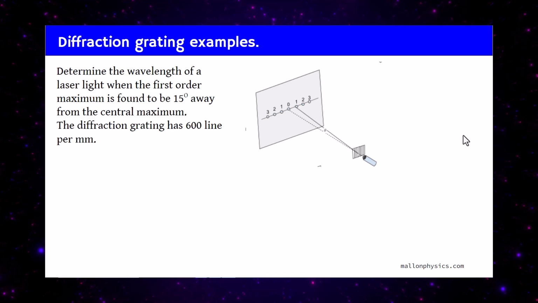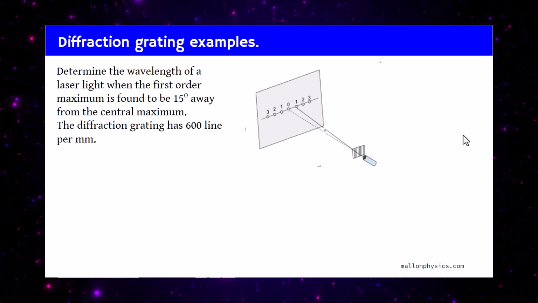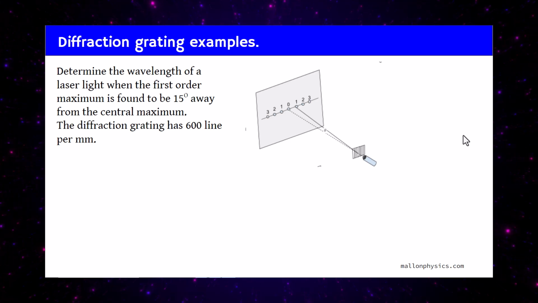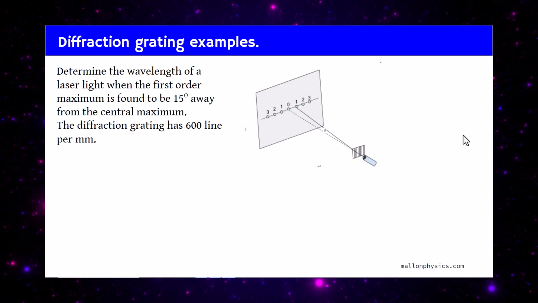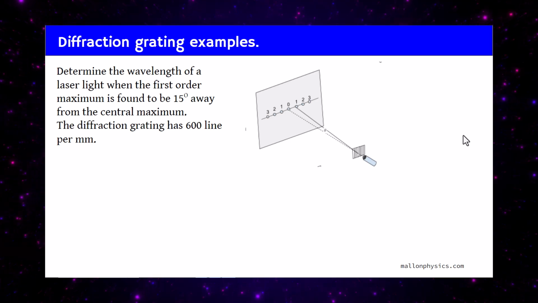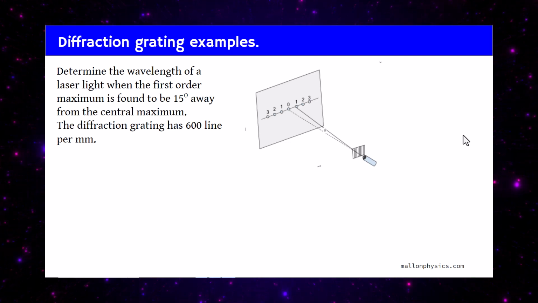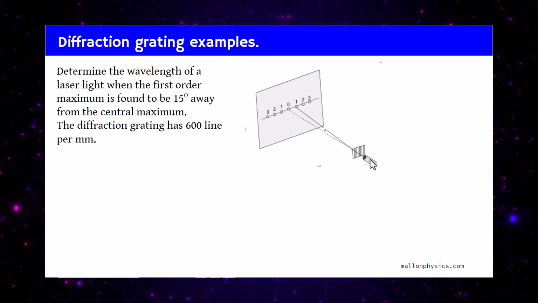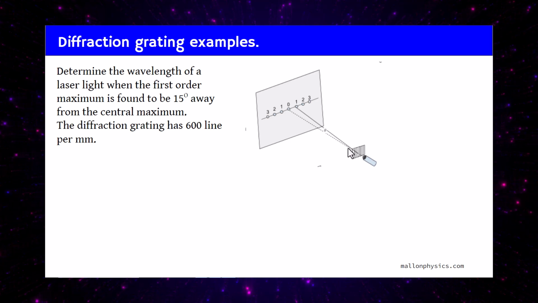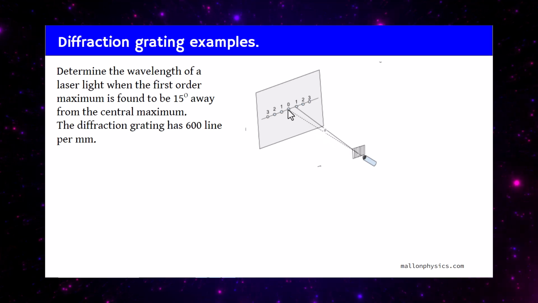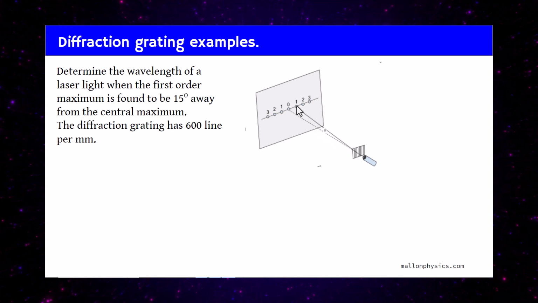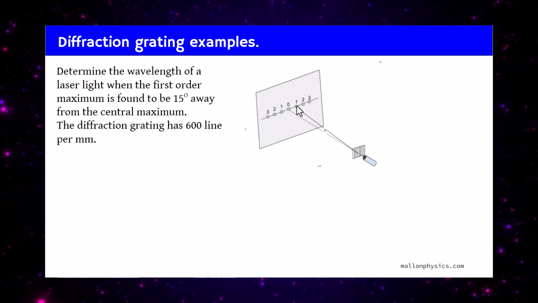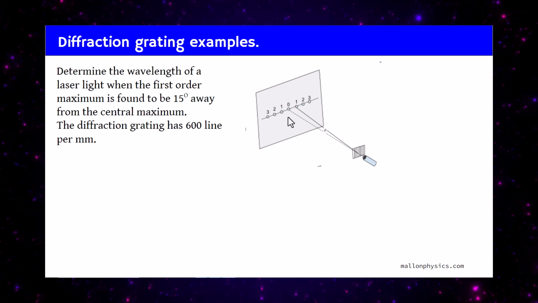Here we can use the diffraction grating equation to find the wavelength of laser light. It says determine the wavelength of a laser light when the first order maximum is found to be 15 degrees away from the central maximum, and the diffraction grating we're using has 600 lines per millimeter. There's the laser, that's the diffraction grating, there's the straight through central maximum, and our first maximum on the other side of it is at an angle of theta, which we know is 15 degrees. So we can work out what the wavelength is.